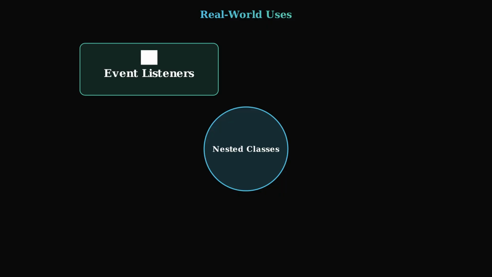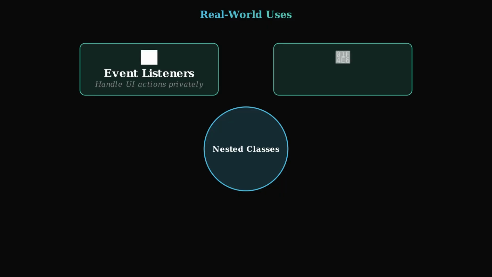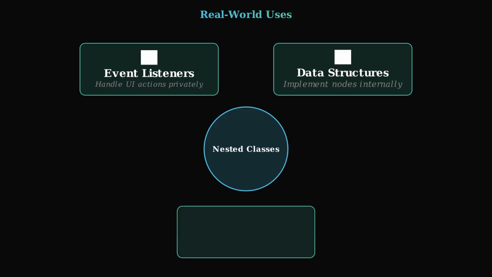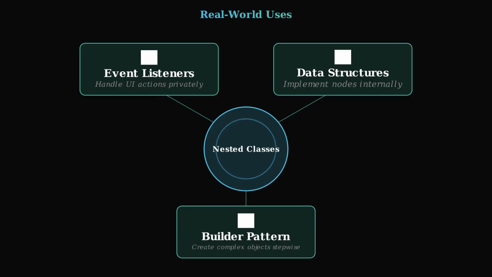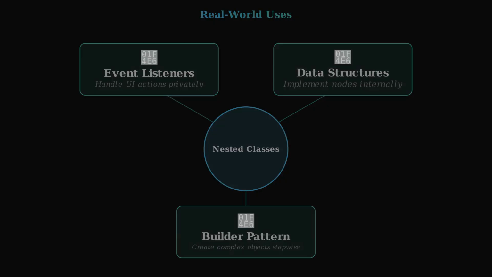How is nested classes used in the real world? Event listeners. Handle UI actions privately. Data structures. Implement nodes internally. Builder pattern. Create complex objects stepwise. Nested classes powers all these applications. Let's see the problem it solves.